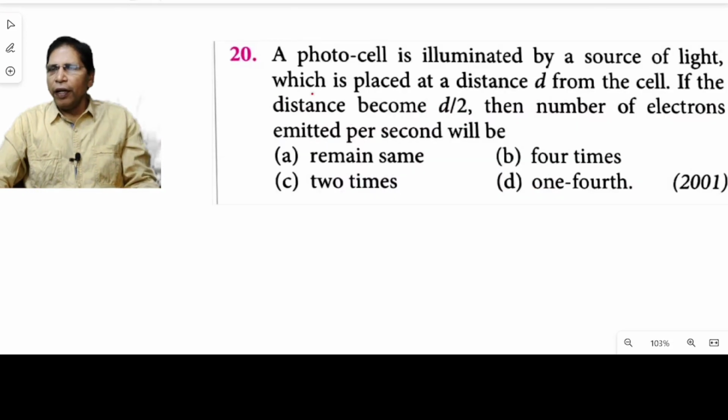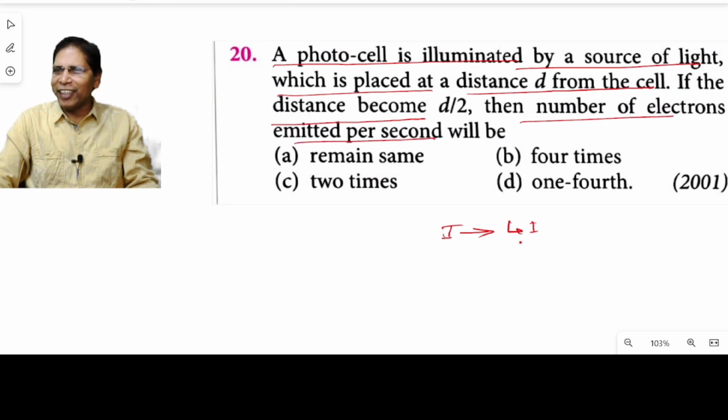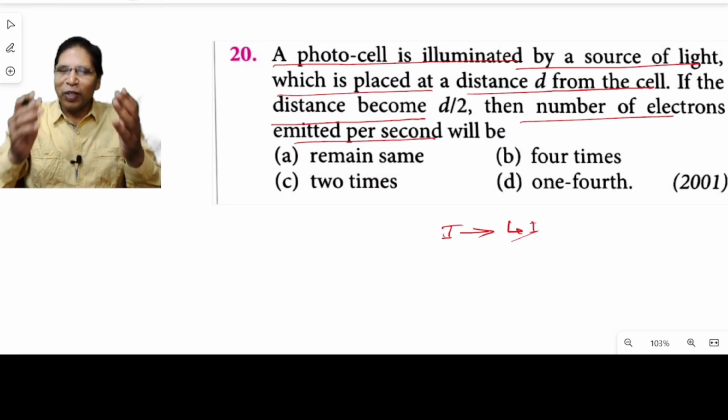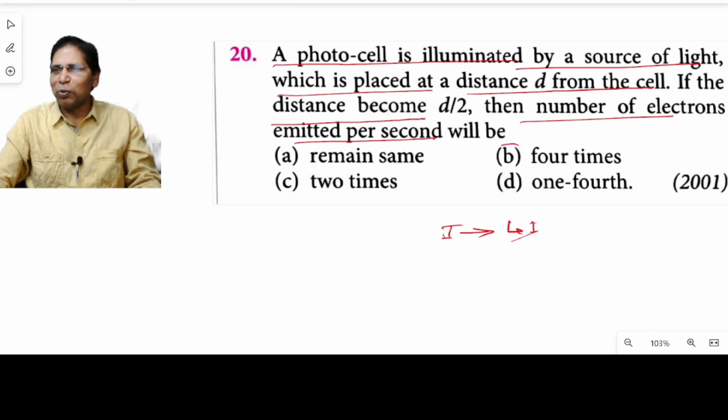Now look at this. A photocell is illuminated by a source of light which is placed at a distance d from the cell. If the distance becomes d by 2, intensity becomes 4I. The number of electrons emitted per second, as intensity is 4 times, is also 4 times. So option B is correct.